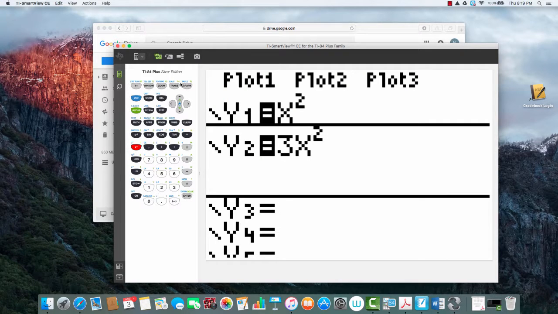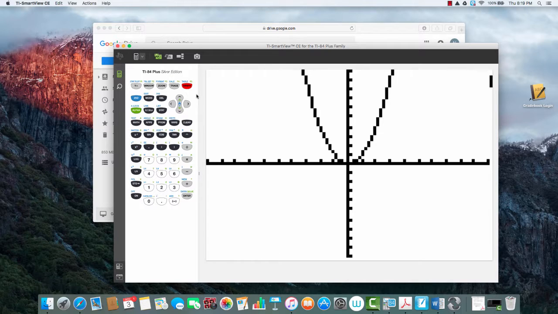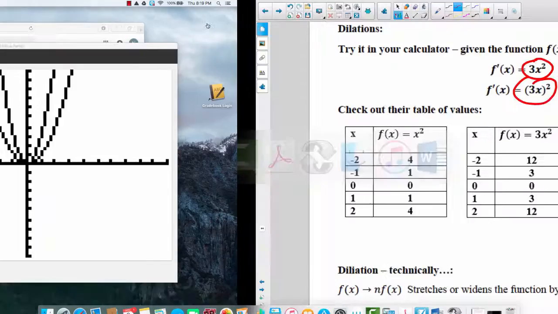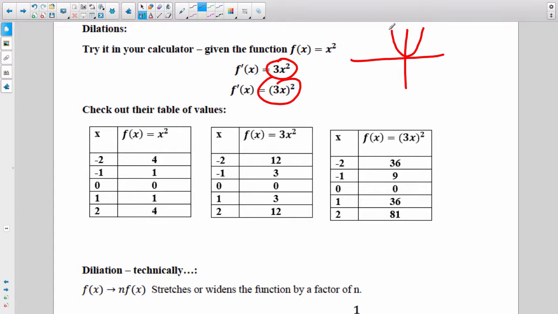3x squared. Let's compare the graphs. There's x squared. Ooh, there's 3x squared. Very cool. What I'll tell you happened is this. We took this graph of x squared, and when we multiplied it by 3, it's the same vertex, goes to the origin, but it's a little bit thinner. Now let's compare that to parentheses 3x all squared. And let's see what happens there.